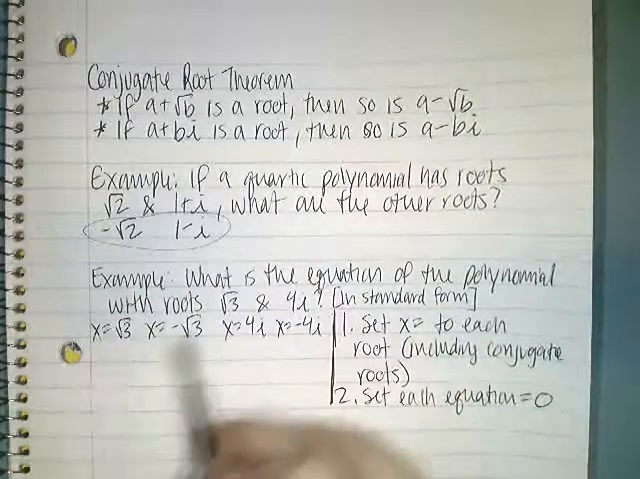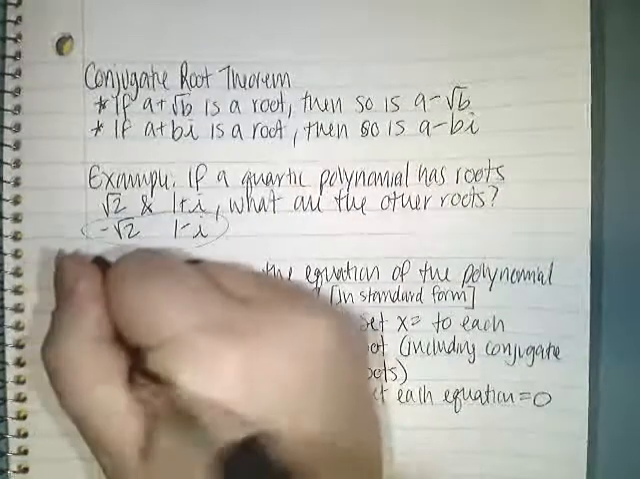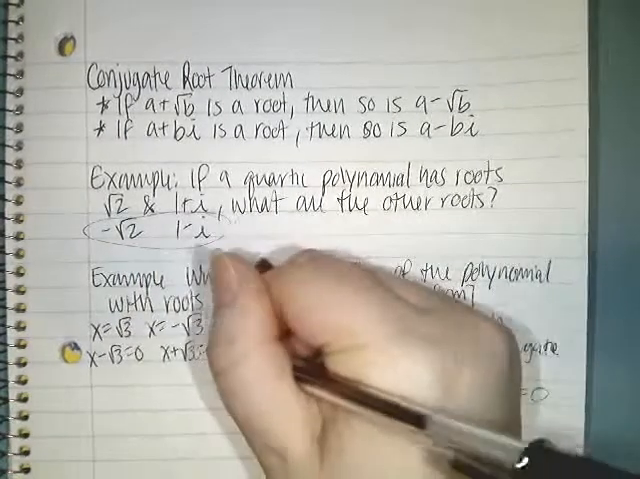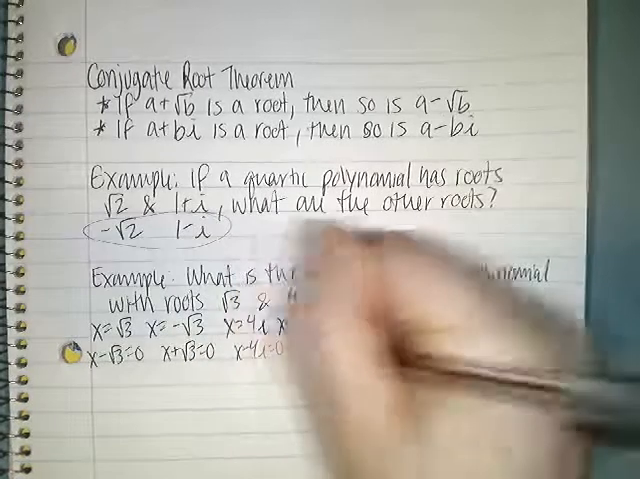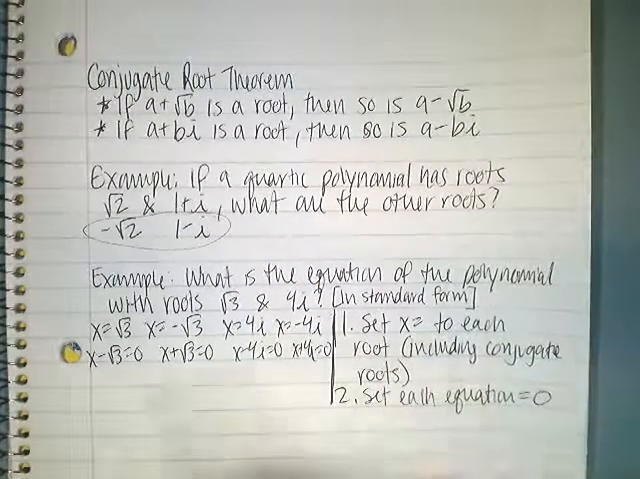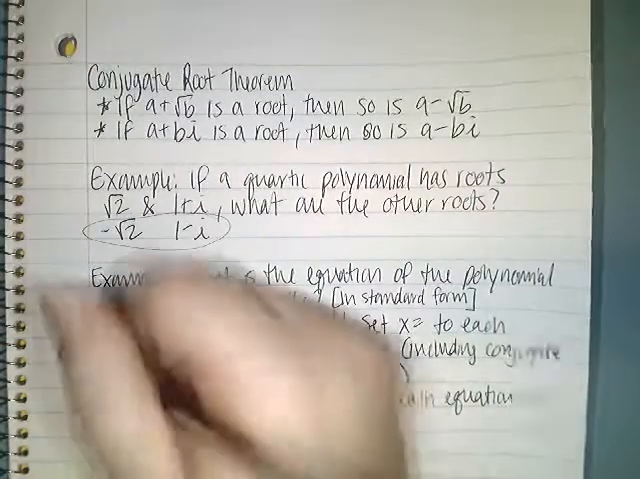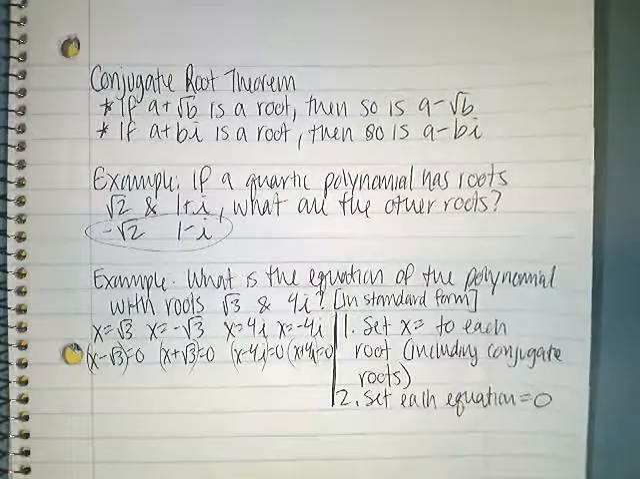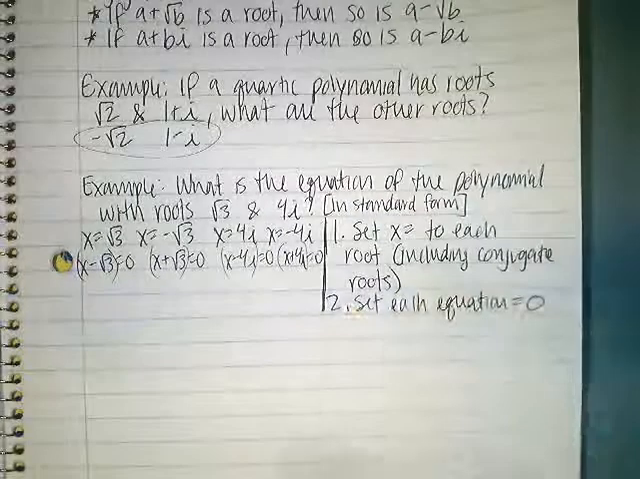Then I'm going to set each equation equal to 0. So basically move everything onto the same side. So I have x minus root 3 equals 0, x plus root 3 equals 0, x minus 4i equals 0, and x plus 4i equals 0. So now I have 4 factors of a polynomial that I can now FOIL out.